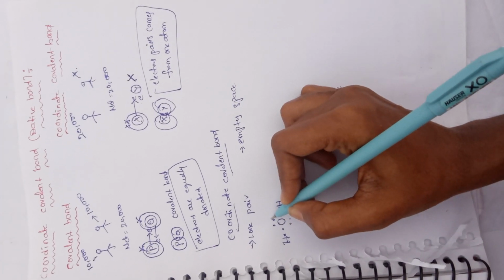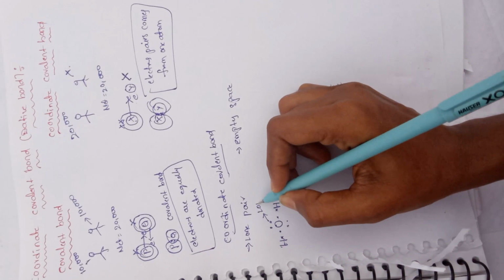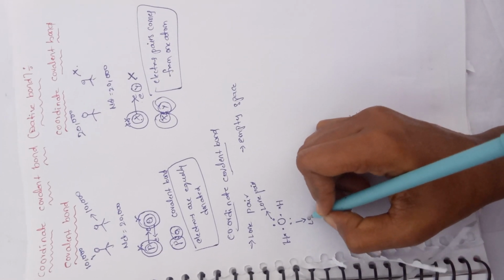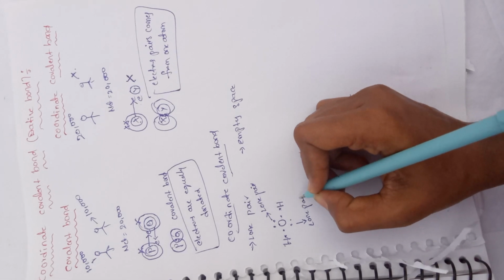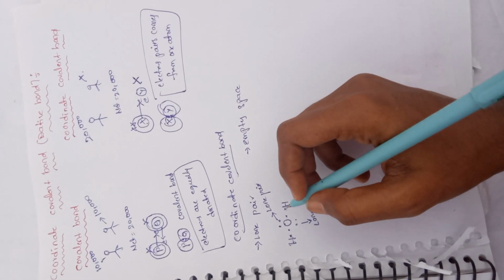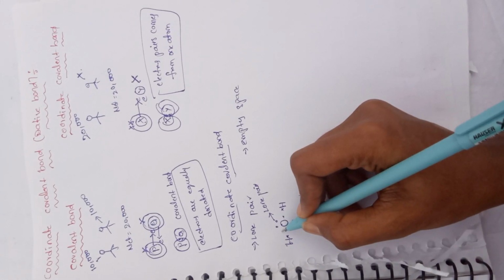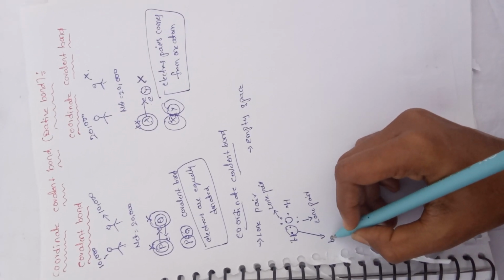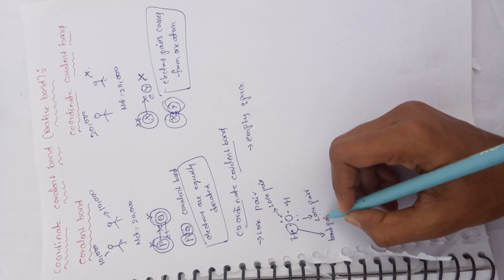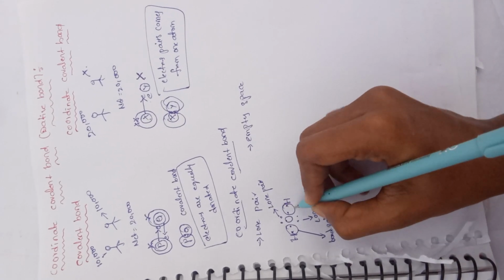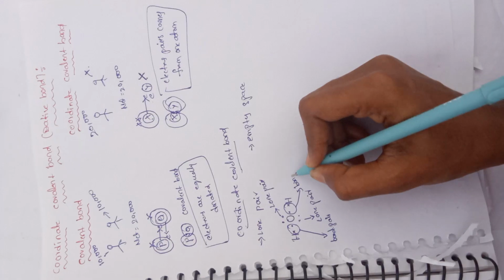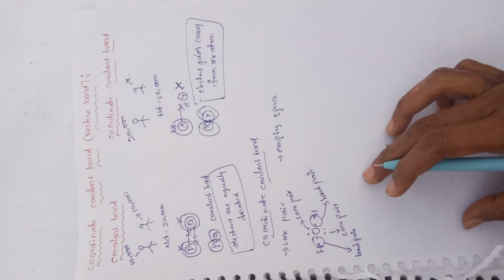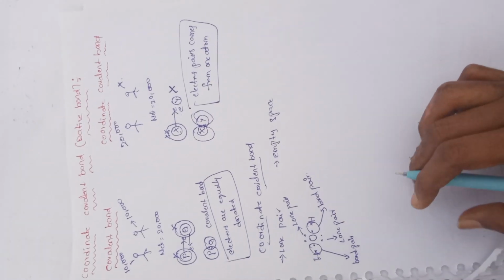So in this, what is this? Lone pair. And this is what? Lone pair. And this is what? Bond pair. And this one is what? Bond pair. Just you need to know which is the bond pair and which is the lone pair. So this is the bond pair and bond pair, lone pair, lone pair.